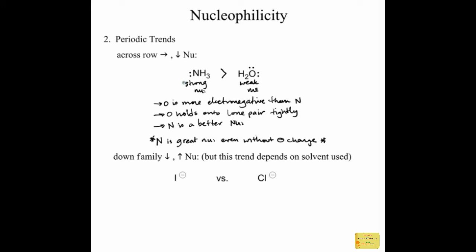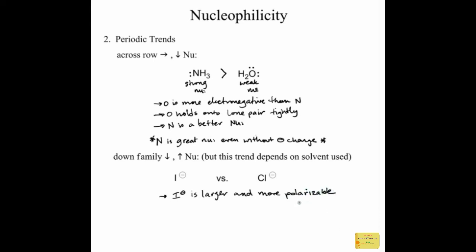The last trend in nucleophilicity is looking down a family, and this one actually is not so clear-cut. It can depend on the solvent. There are things you could do to change this trend, but one thing that is very common is that as you move down a family, you will see an increase in nucleophilicity. And remember we just talked about what happens as you move down a family, you increase in size. And so what we say here is that I- is larger, and as a result, it is more polarizable.